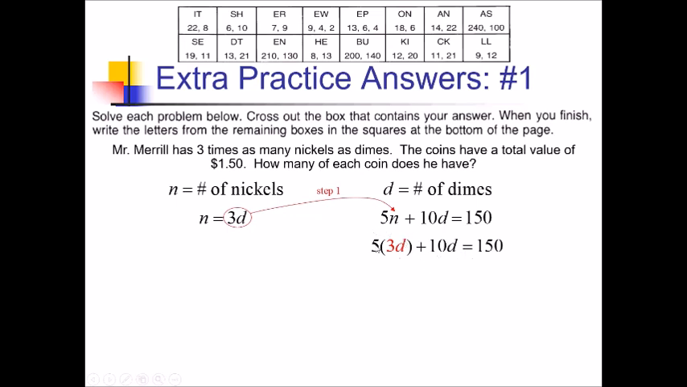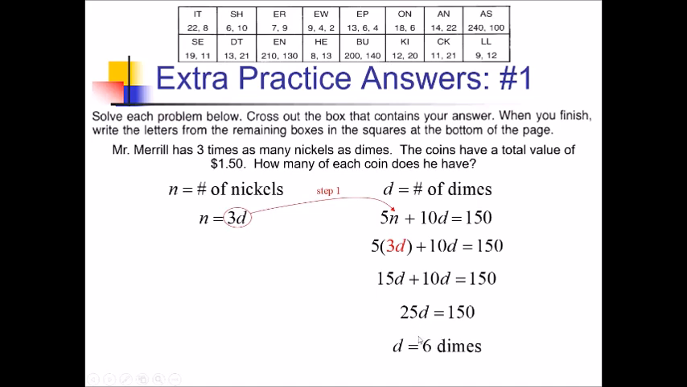So 5 times 3d is 15d. 15d plus 10d is going to be 25d. Now to get d by itself, I can divide everything by 25. 150 divided by 25, that's asking how many quarters I have basically in $1.50, and that's going to be 6. So there are 6 dimes that we have here.